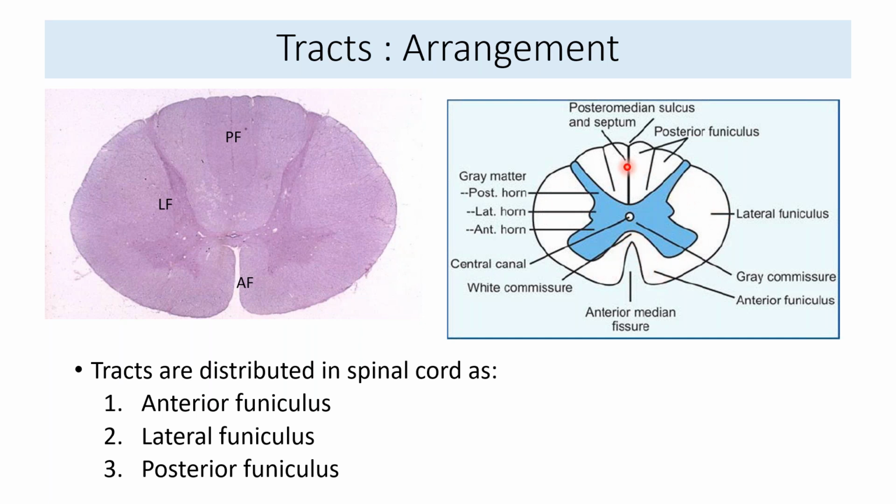Arranged into these white matter areas are the ascending and descending tracts both. Today, we are going to focus on the ascending tracts. So how are these ascending tracts arranged? They are arranged in three areas.